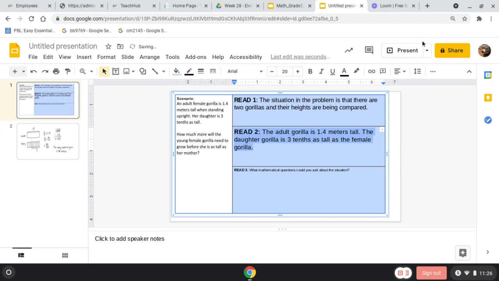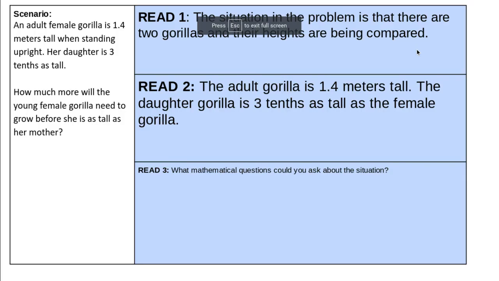Okay, great. So now we're going to move on to the last read. We're going to read it together. And after we read it this last time together, we are going to think about what mathematical questions you could ask about this situation. So let's get ready to read. 1, 2, 3. An adult female gorilla is 1 4/10 meters tall when standing upright. Her daughter is 3/10 as tall. So pause your video, and I want you to think of mathematical questions that you can ask about the situation. So I'll give you a moment.